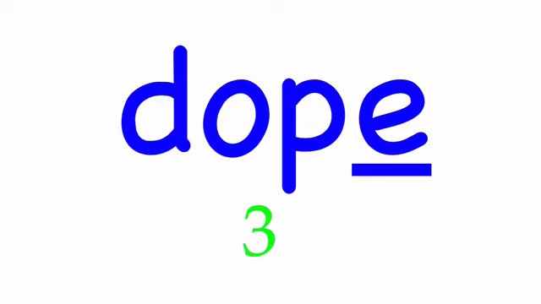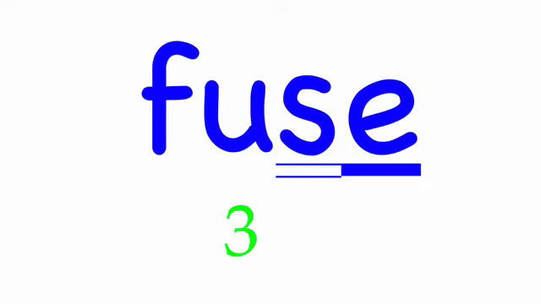This word has 4 sounds. F. Second and third sounds. U, Z. Fuse. U is representing its first long sound, U, which is the Y sound combined with the OO sound. So no special mark is made to it. We double underline the S in fuse because S is representing the second sound Z. And we underline E because it's silent.